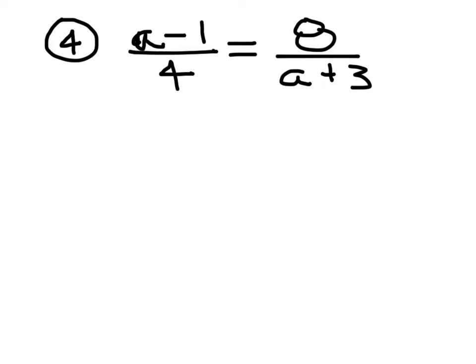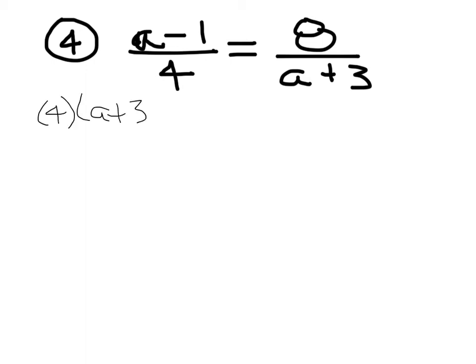With fractional equations, we are looking to eliminate the denominators altogether. That's different than what we do with a complex fraction or when we're adding or subtracting fractions, in which case we're trying to get the same denominator. Here we're trying to get rid of these denominators. We can multiply both sides by the least common multiple of 4 and a plus 3. That would be 4 and a plus 3.